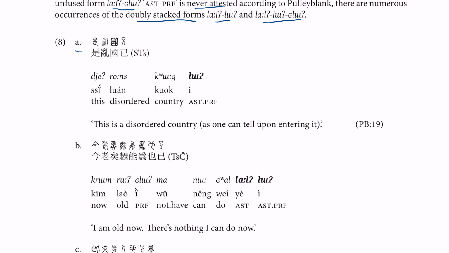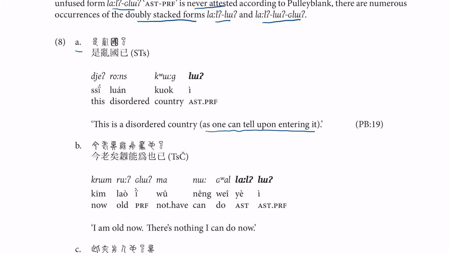But what does a perfect assertion mean? As we can see in the English sentence, it means this is a disorderly country as one can tell upon entering it. We know that the perfect aspect denotes, roughly speaking, a change of state. But here the change of state is not the state denoted by the nominal predicate, but the mental state of the speaker. So, which is why the sentence can be translated into English as something like, now I realize, blah, blah, blah. All right?